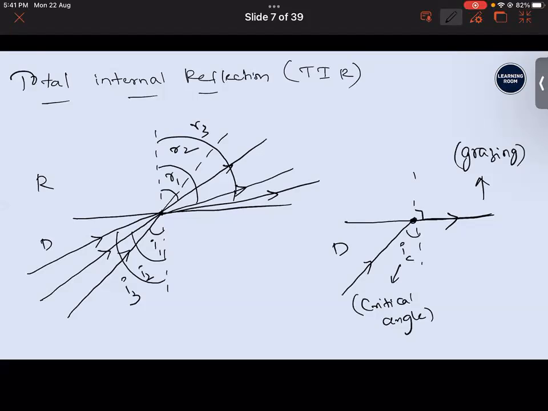Let's make it simple. The angle of incidence in the denser medium for which the angle of refraction is 90 degrees in the rarer medium is called the critical angle. I repeat it. The angle of incidence in the denser medium for which the angle of refraction is 90 degrees in the rarer medium is called the critical angle.